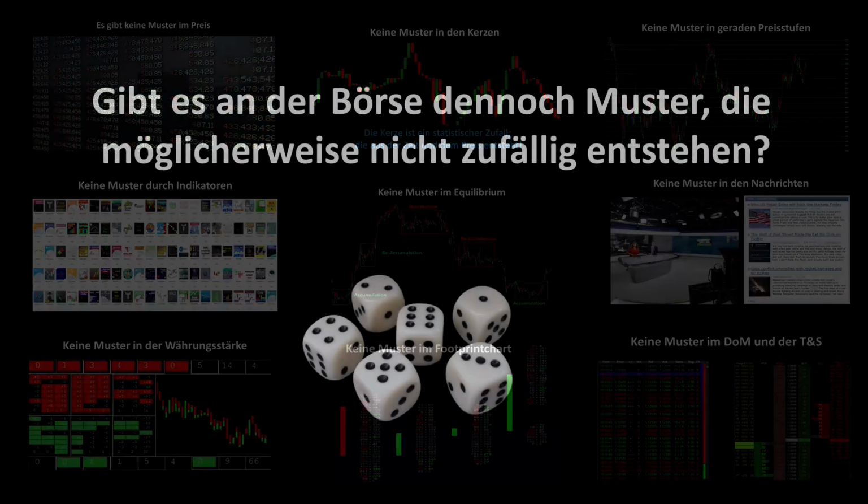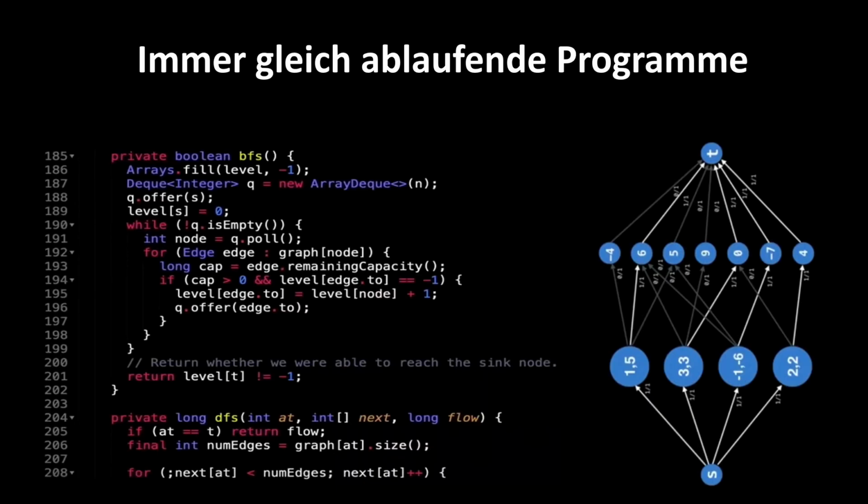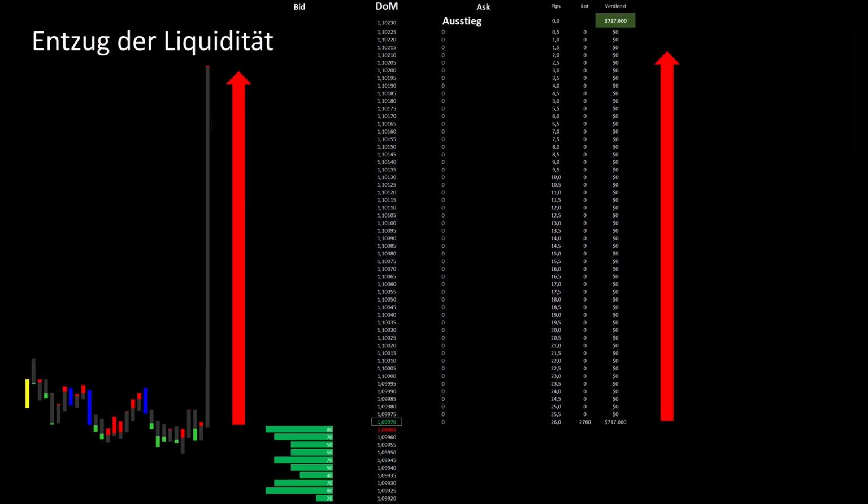Are there any patterns in the stock market that may not arise by chance? Yes, there are, but only in the programs of the big players, which always run the same way, with which they control the market and limit orders on the ask and bid side. Let's take a look at the programming that a big player uses to remove liquidity from the market in order to push the price up.